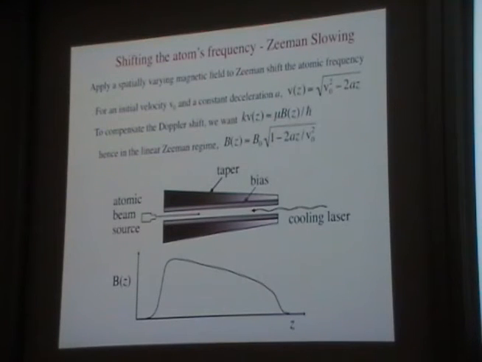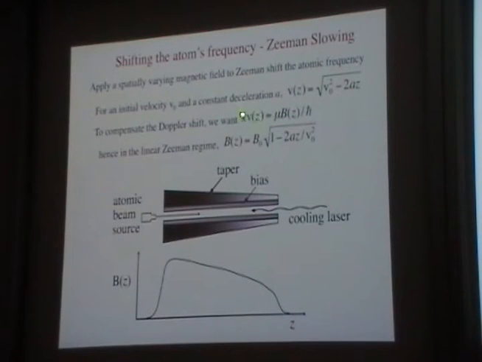So all you have to do is make the resonant frequency change as a function of position, so that as an atom slows down and moves to a new place, it comes in resonance again with the laser. And so if you have a deceleration rate A that you're trying to achieve, just by conservation of energy, you can find out that if you have atoms with an initial velocity v sub 0, then the velocity at a position z will just be given by this equation here. So it looks like an inverted parabola.